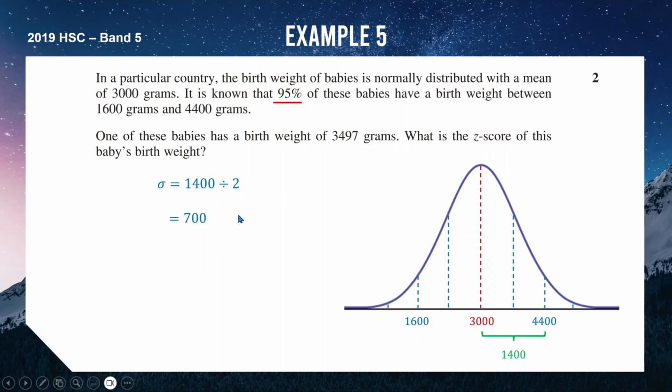Now I've got that, I can rip into my z-score formula once again. Okay, so X is my original score, which is the baby's weight of 3,497. Mu for mean is going to be 3,000, and we just figured out that our sigma is 700. So let's sub that all in and see what we get. We're trying to find the z-score, so we just have to answer this question here, chuck it into the calculator, and we get an answer of 0.71 for this baby's weight as a z-score, for 2 marks in the 2019 Band 5 HSC question. Okay, how many more are we doing?